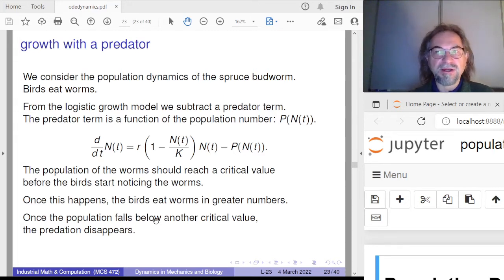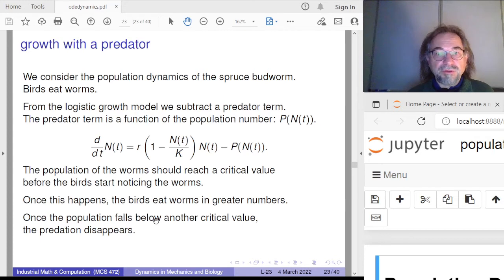This may have a very practical purpose, because worms can do a lot of damage to vegetation. So one may want to see how large this population can ever get.